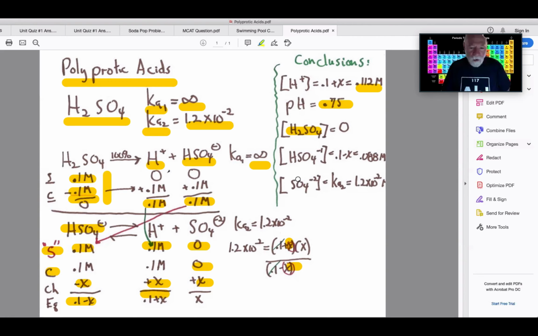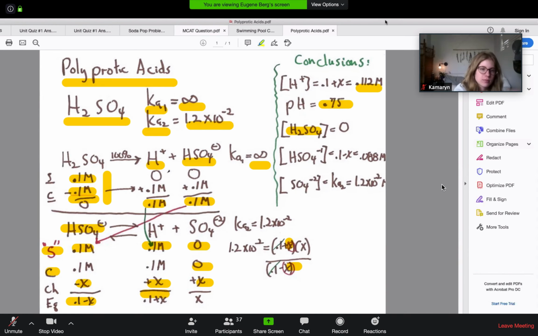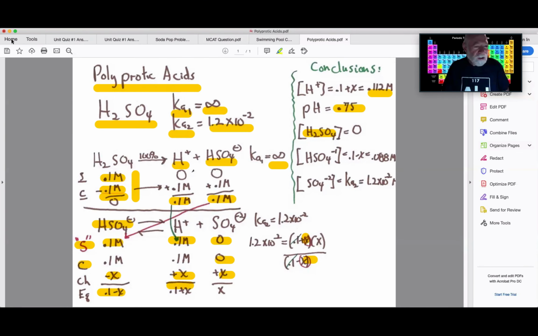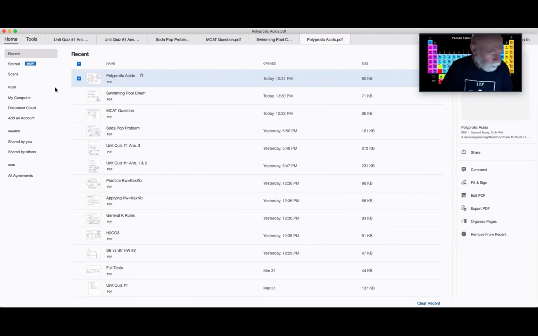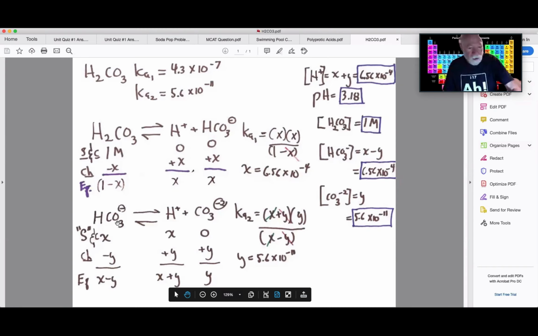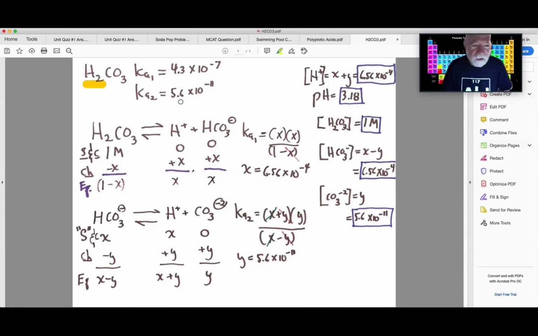Okay, now what about the sulfate concentration, SO4 negative 2? This is kind of cool. It's equal to X, and X happened to be the 1.2 times 10 to the minus 2 molar. Okay, now I'd like to show you a more typical polyprotic acid. Carbonic acid. Now notice in the case of carbonic acid that it has 2 acid hydrogens, but they both have small K sub A's. So you've got a K sub A1 and a K sub A2.